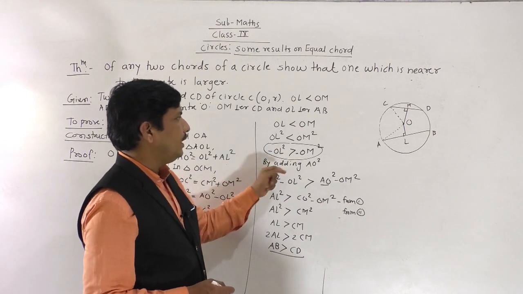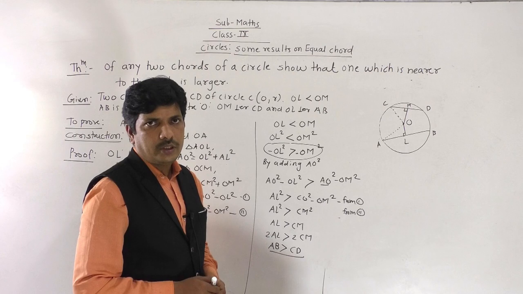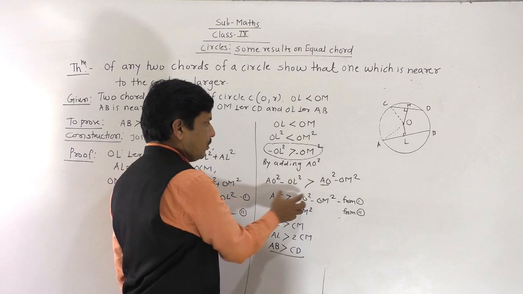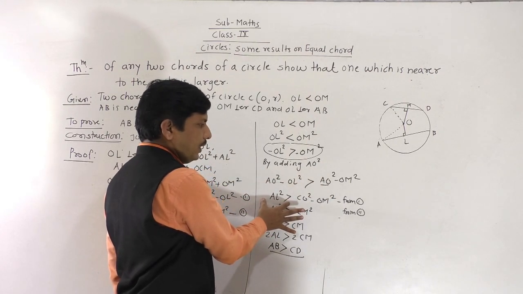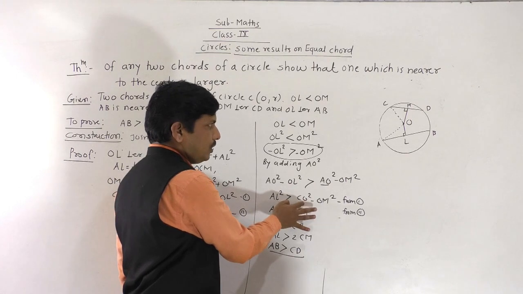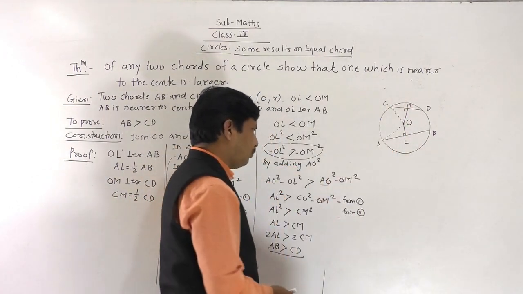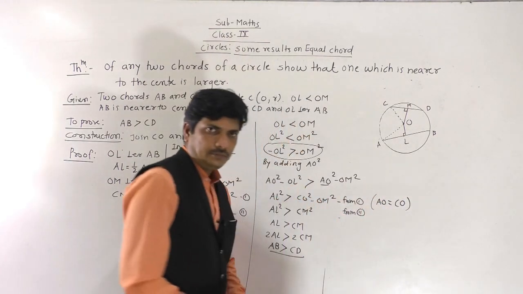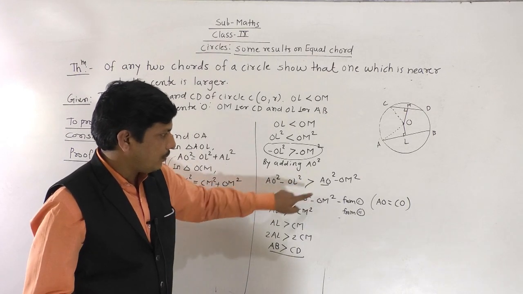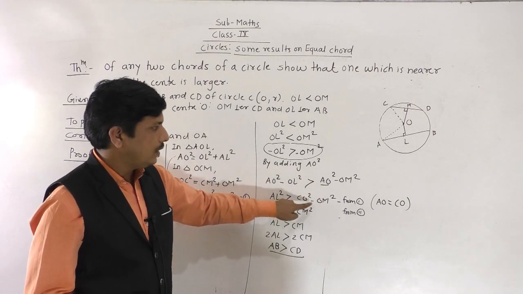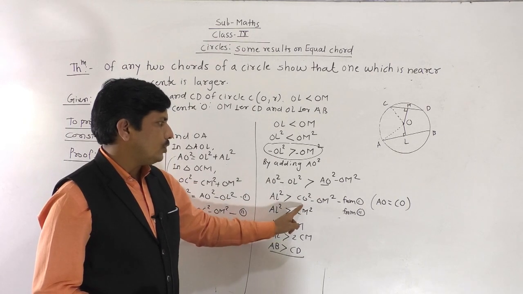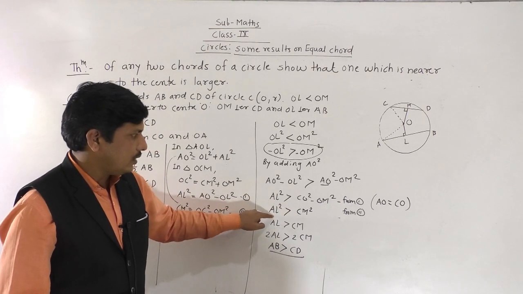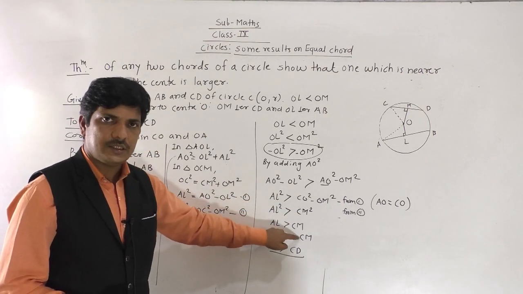Okay, so we have added AO square on both the sides. So AO square minus OL square, AO square minus OM square. AO square minus OL square is equal to AL square, which is greater than the other side. We have replaced AO by CO, since AO is equal to CO, radii of the same circle. So CO square minus OM square is equal to CM square. So AL square is greater than CM square. So AL is greater than CM.